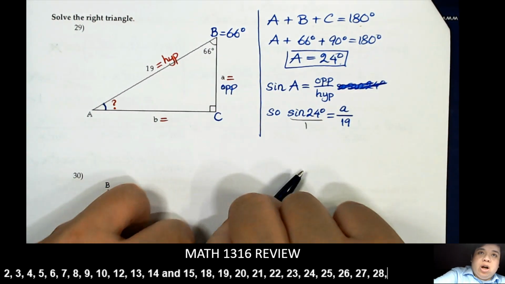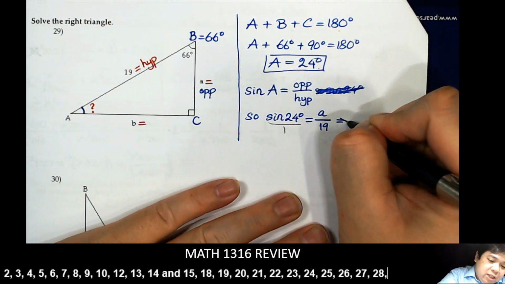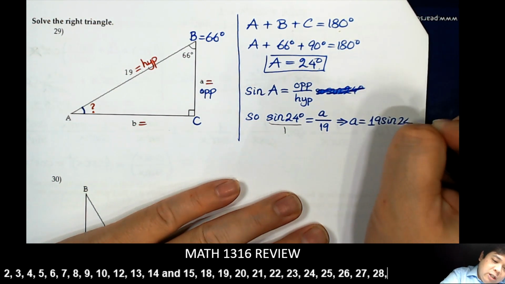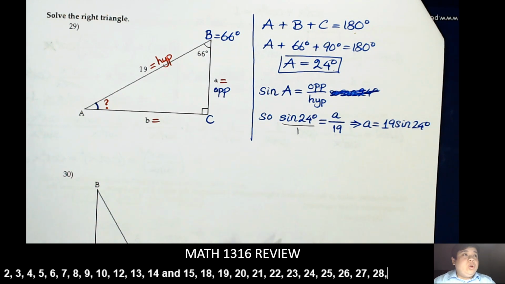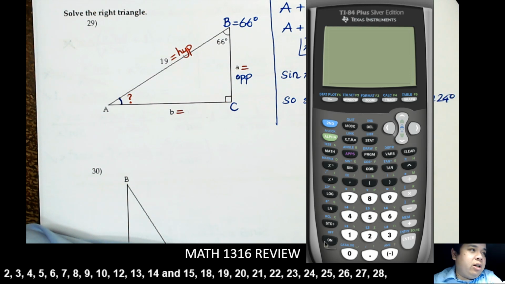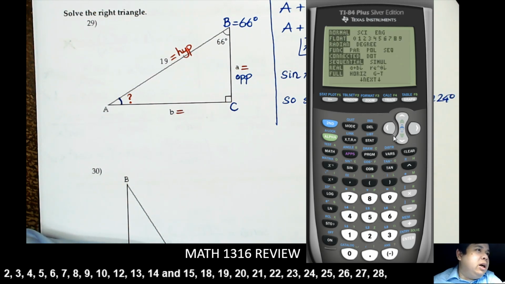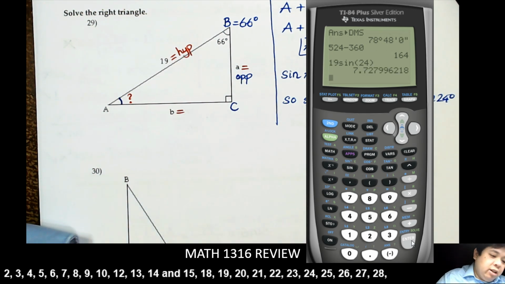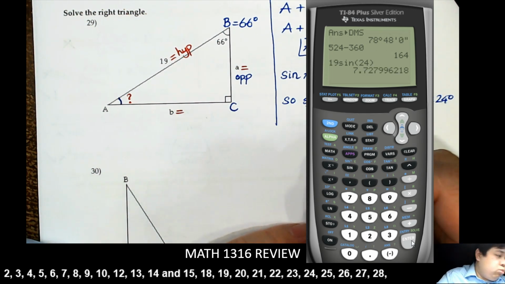Make a fraction, cross multiply, so we can say a equal to 19 times sine of 24 degrees. Right. Make sure that it is in the degree mode when we use the calculator. So let's turn on the calculator mode. It has to be in the degree mode. So go to degree. So that's good. Now we have 19 sine of 24 degrees, and that is 7.7. Just use one decimal place.